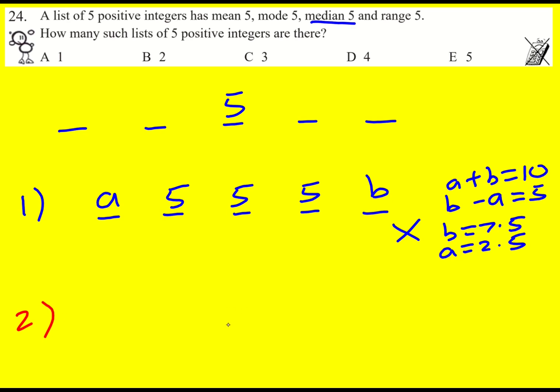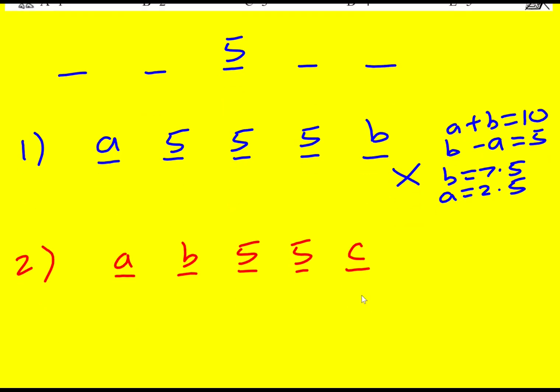Case 2 then is going to be 2 5s. I'm going to put 5 in the middle and I'll put a 5 there. Then it's going to be A, B, C. So now I think I'll start with the range actually. It's probably slightly simpler. C minus A is going to equal 5. And then A plus B plus C must equal 15.